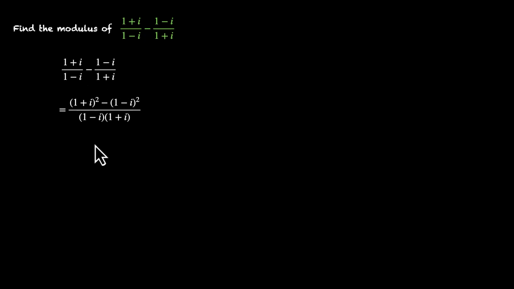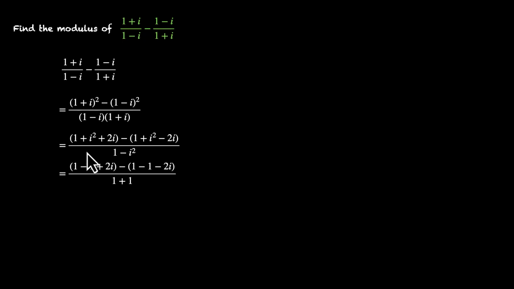Taking the LCM, we'll have (1 minus i) times (1 plus i) in the denominator. And in the numerator, we have (1 plus i) squared minus (1 minus i) squared. So let's open the squares. We have 1 square plus i squared plus 2i minus 1 square plus i squared minus 2i. Now i squared is minus 1, so let's replace i squared by minus 1. Let's see what we have. We have 1 minus 1 plus 2i minus 1 minus 1 minus 2i.